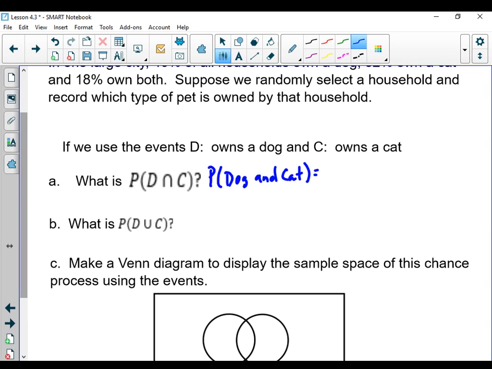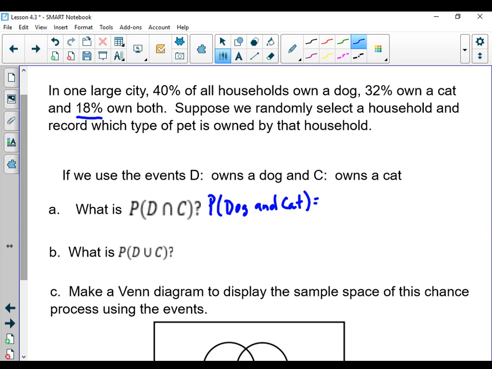Well, the nice thing is they told us that. They said right here, 18% own both. That was an easy one. The next one wants to know, what's the probability of D union C? Or what's the probability of owning a dog or a cat? All right, well, this is where we're going to break it down. We're looking at, well, what's the probability of owning a dog, plus what's the probability of owning a cat, minus what's the probability of both?